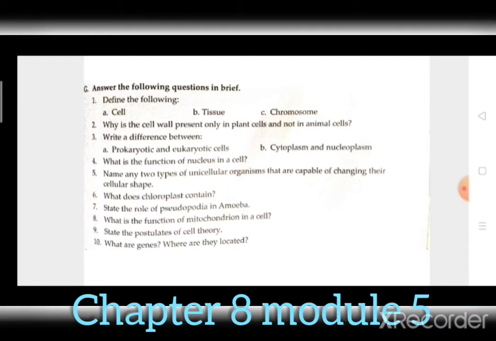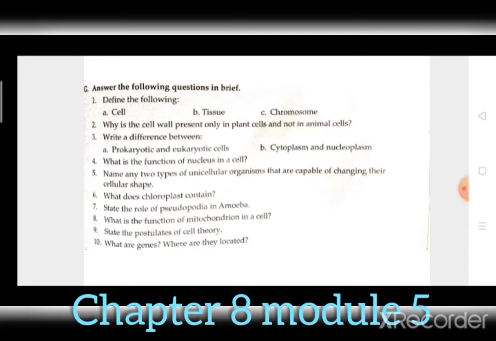Then second one is, why is the cell wall present only in plant cells and not in animal cells? It is because plants are generally rooted at a particular place. They cannot move from one place to another during harsh conditions, and to save them from environmental conditions and other things, they have an additional protective layer or wall that is known as cell wall. It is made up of cellulose and it helps in the protection of the plant cells.